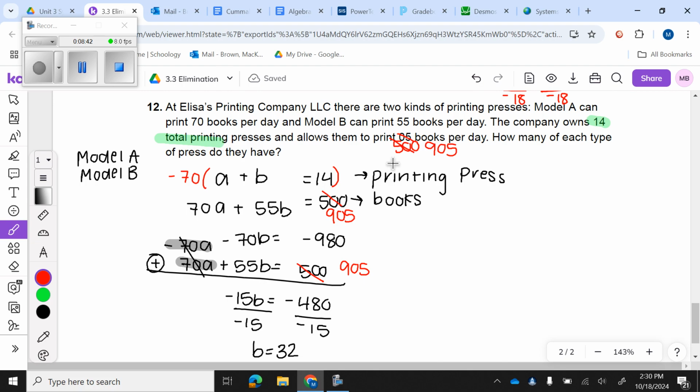So now when I come in here to add, I'm going to do negative 980 plus 905, and I'm going to get a negative 75. When I divide that by a negative 15, I'm going to get 5. So this tells me that there's 5 Model B printing presses. Well, there's only a total of 14, so if Model B has 5, that means that Model A is going to have 9, because I know that 9 plus 5 is 14.